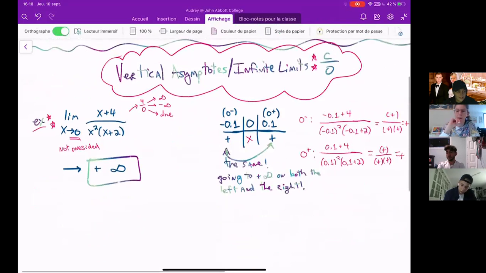Is this bringing back memories of Tuesday? Yes. Good news. Let's do one more, and then we're going to see how sometimes 0 over 0 can turn into a constant over 0.